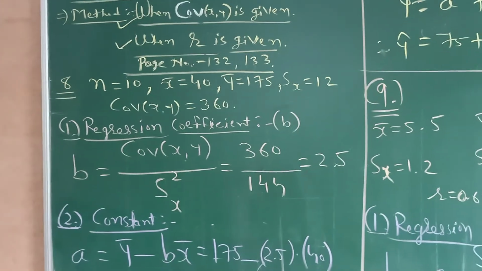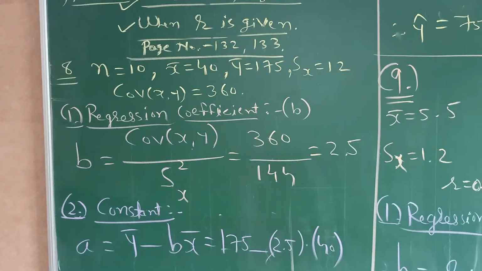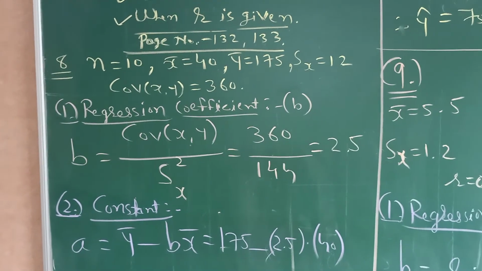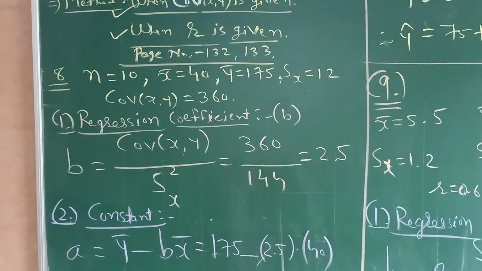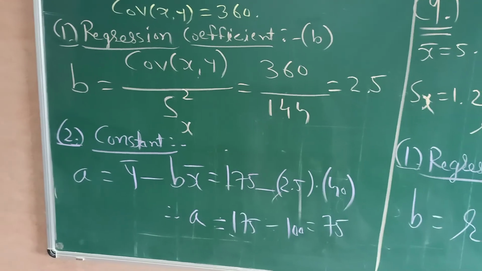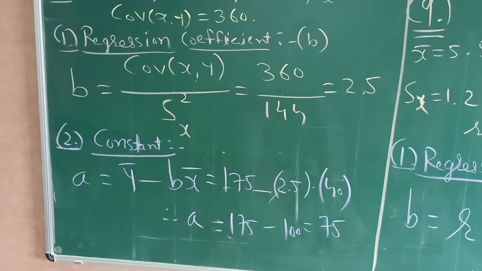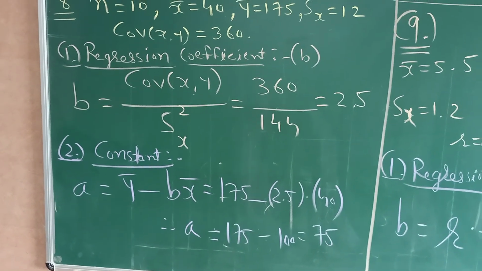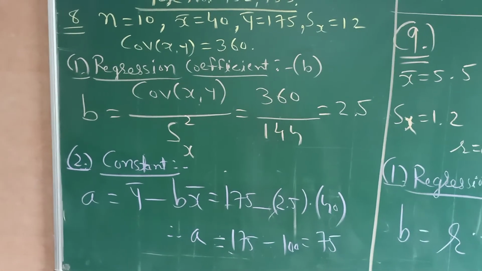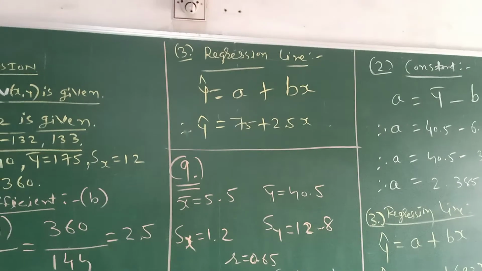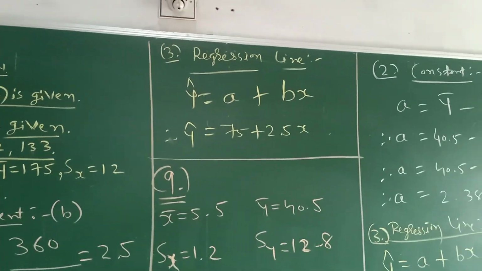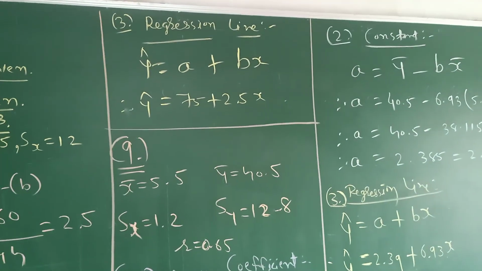Page number 132, 133, sum number 8. Everything is given ready. N is 10, x bar, y bar, sx, covariance xy. First step, regression coefficient, that is B, covariance xy upon sx square. Second step is constant, A is equal to y bar minus b x bar. Third step is regression line, y cap, a plus bx.